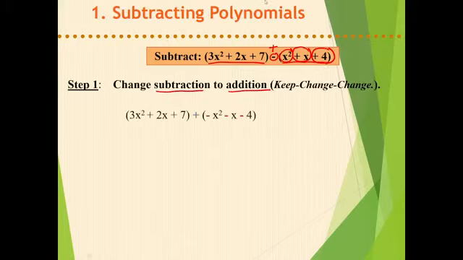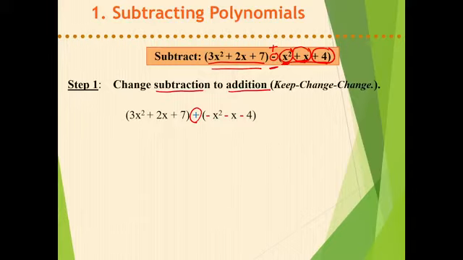So, what happened there is this. We have here 3x squared plus 2x plus 7, which is the first expression. Then the minus became plus. Just like what I said, change all the signs. It became negative x squared, negative x, and negative 4. Is the first step clear?